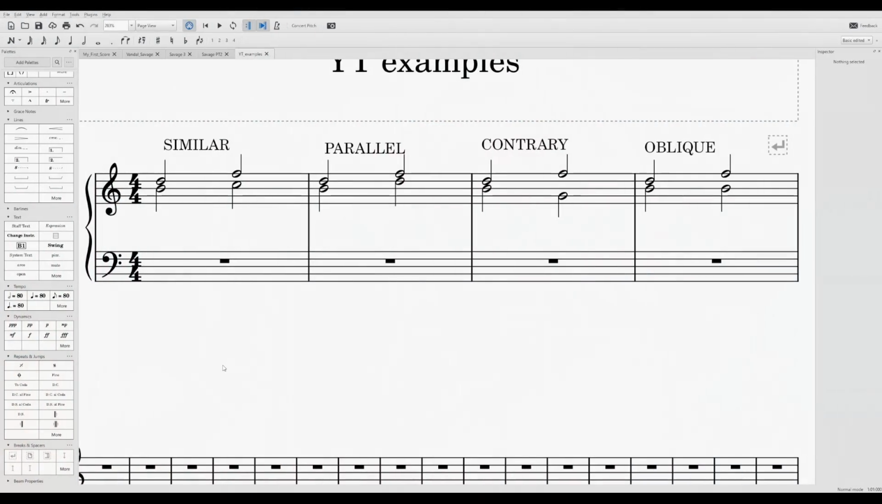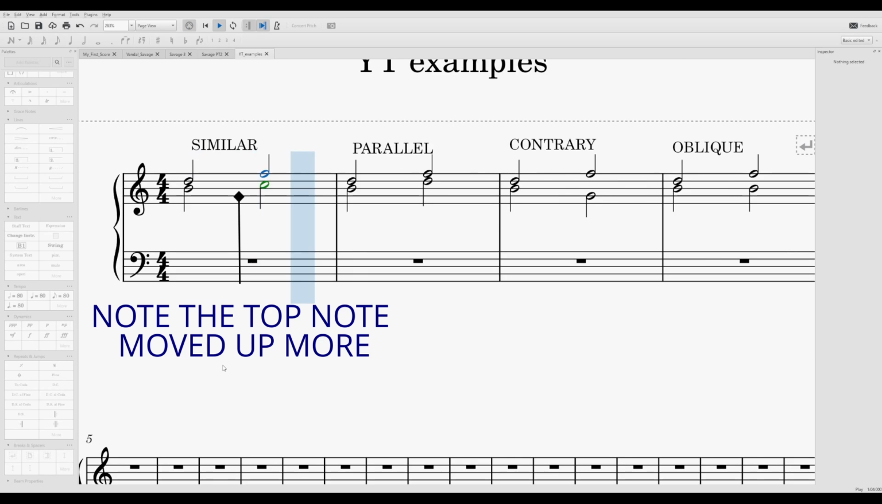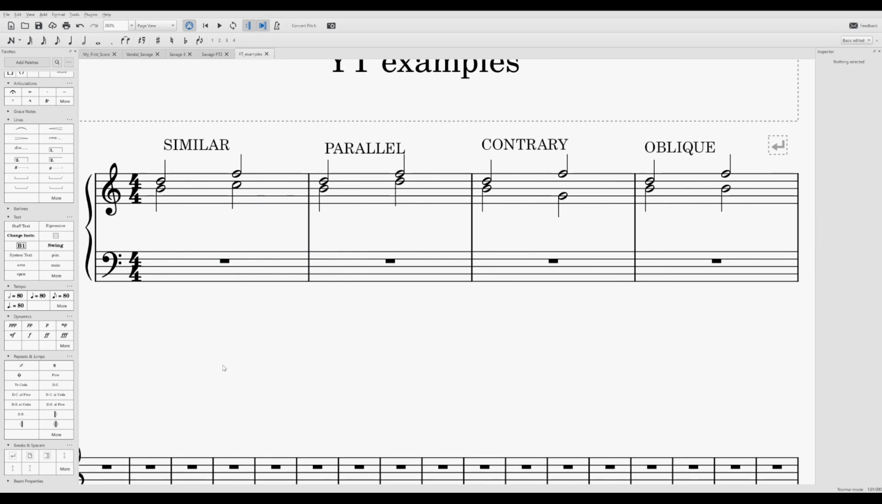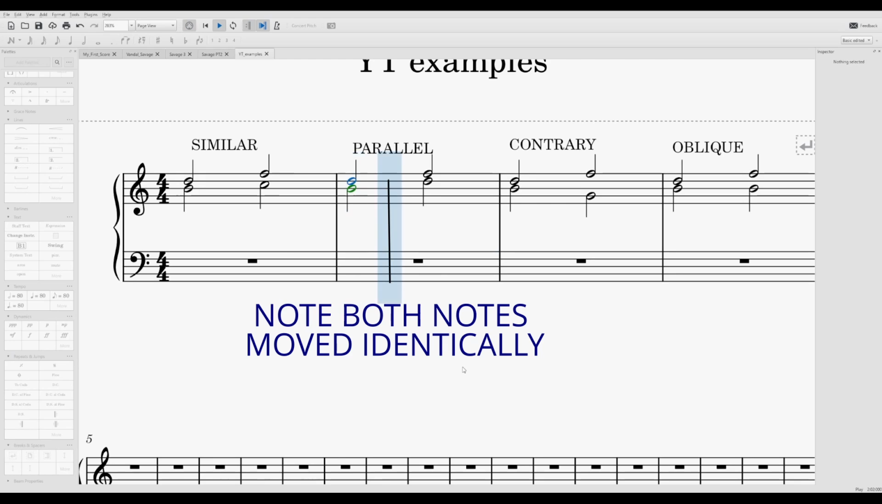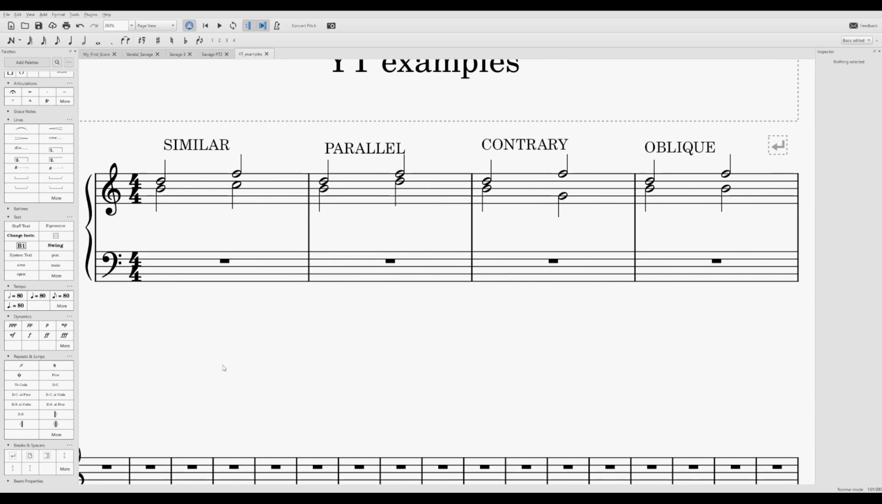Let's go and start with similar and parallel. Similar and parallel motion are when 2 lines of music move in the same direction. However, the difference between those two is that with parallel, the 2 notes will move the exact same distance or interval with each other, while similar, although they move in the same direction, will not move in the same interval or in the same amount of distance.